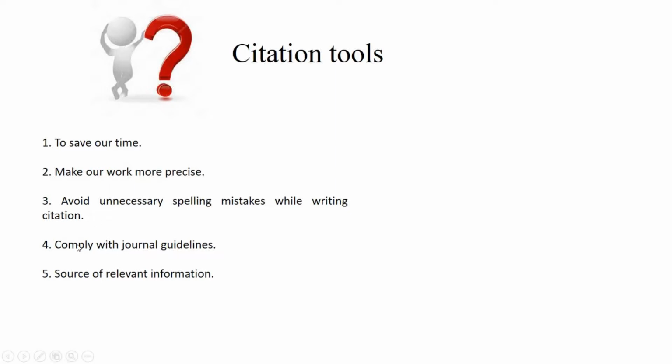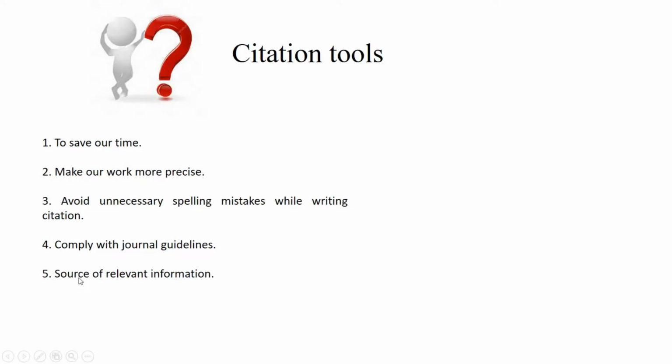The fourth advantage of using citation tools is you comply with journal guidelines. Some journals have specifications. They tell you, okay, you have to use this type of citation. You have to use, for example, APA style. You have to use Chicago style. You have to use Oxford style, this and that. So for you to keep on changing the citation styles, why not just use the software, make 1 to 2 clicks on the software, and it will change your citation.